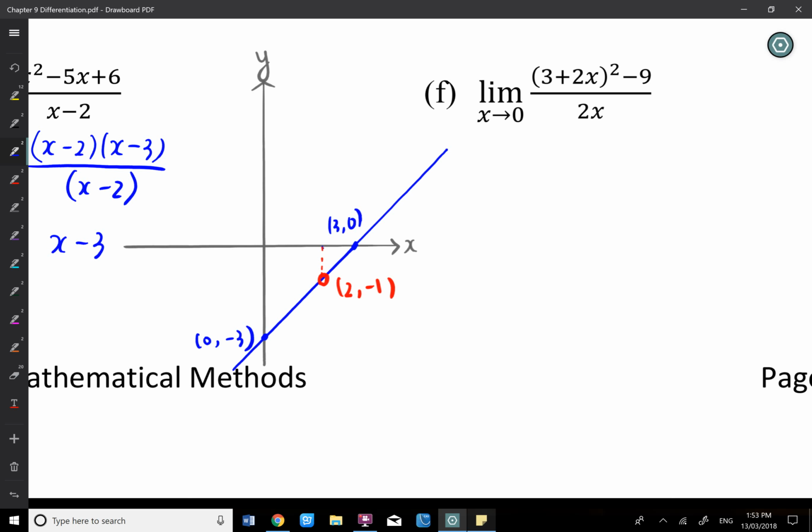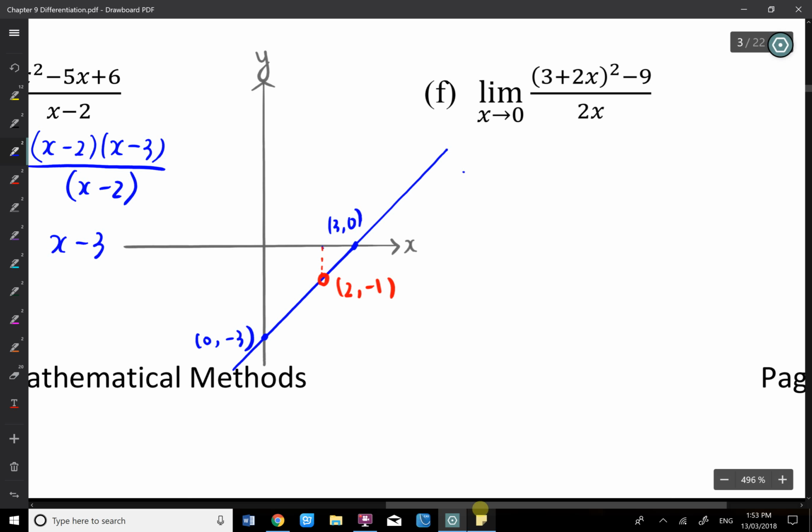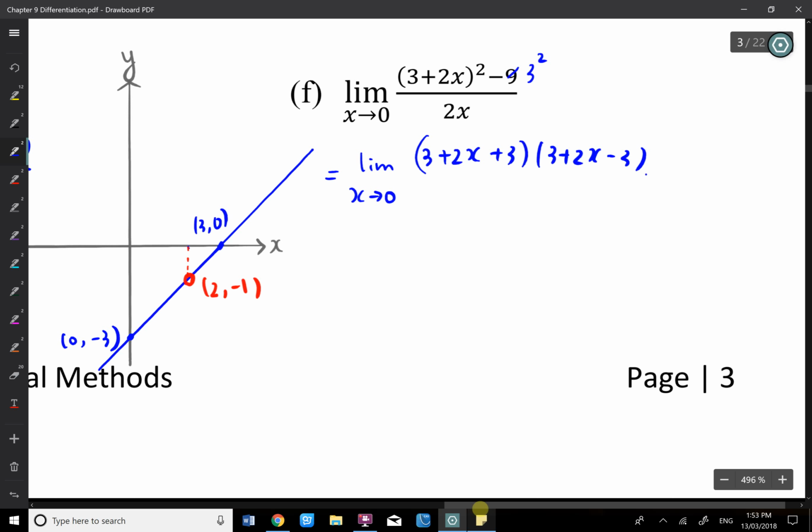Okay, for f, I can't sub x equals 0 because the denominator will become 0. Same reason. They all come from the same reason why I can't. So I need to either factorize or expand. I think factorize is easy because 9 can be treated as 3 to the power of 2. So I have (3 plus 2x plus 3)(3 plus 2x minus 3), and then divide by 2x.